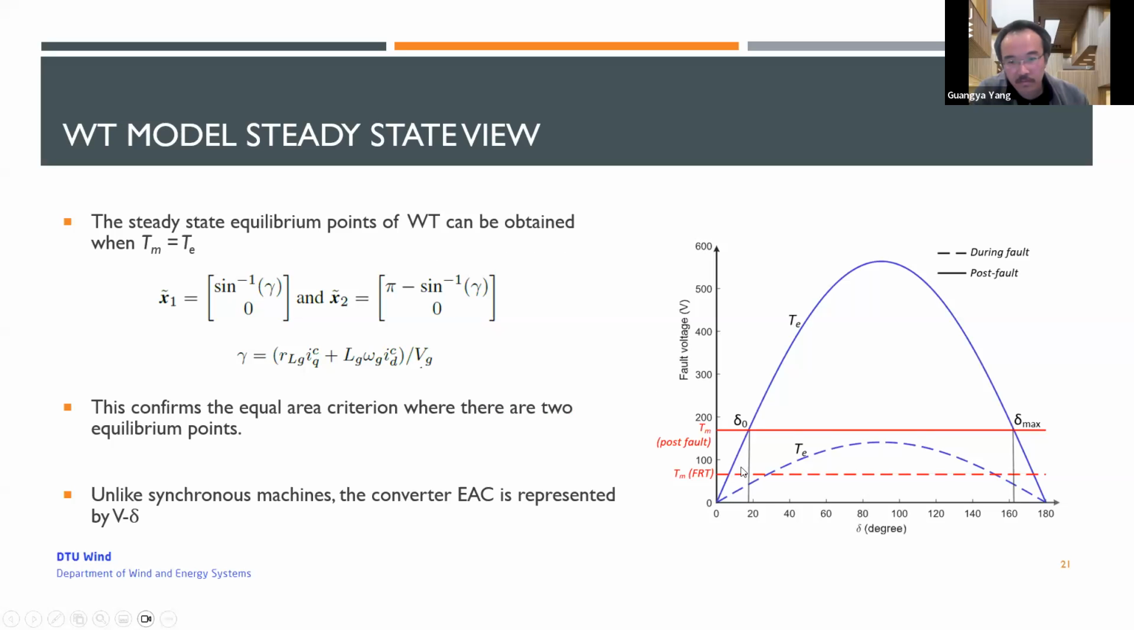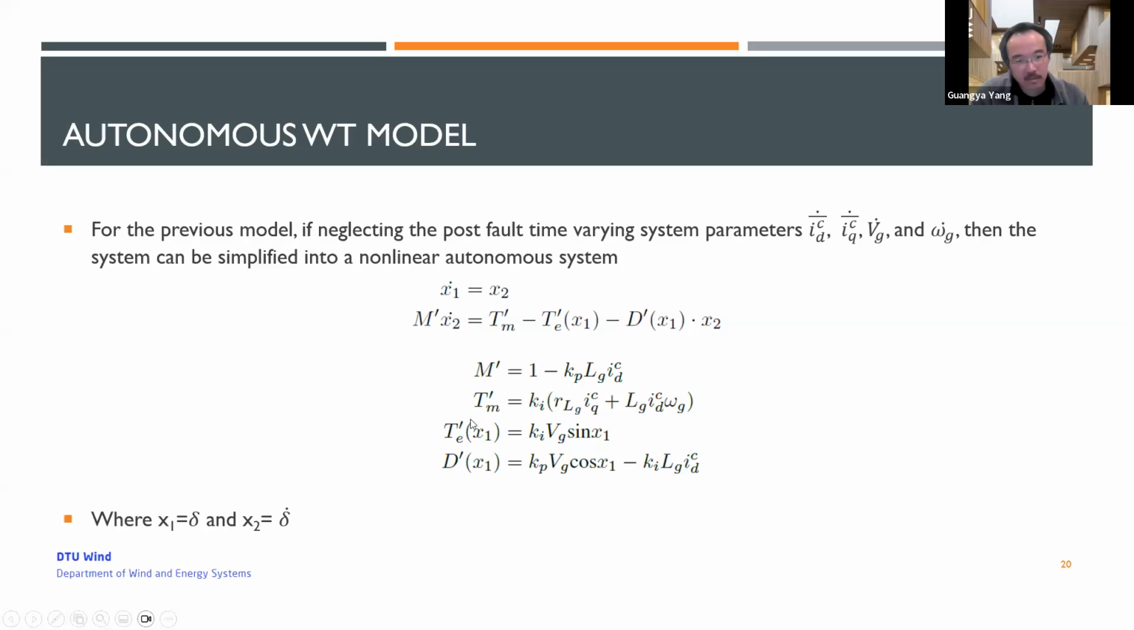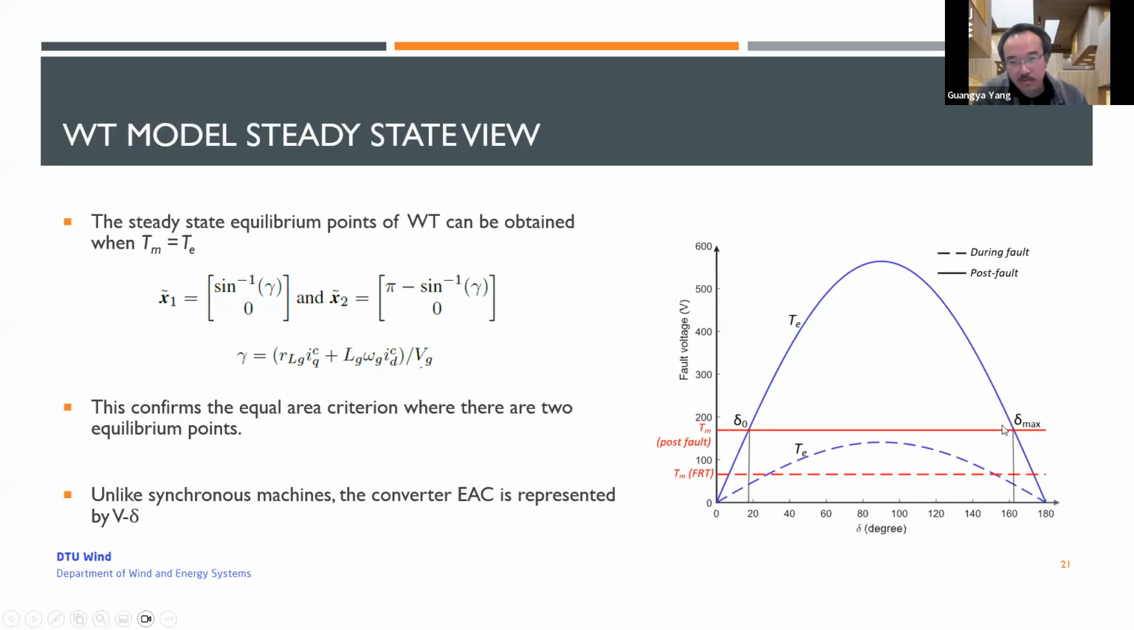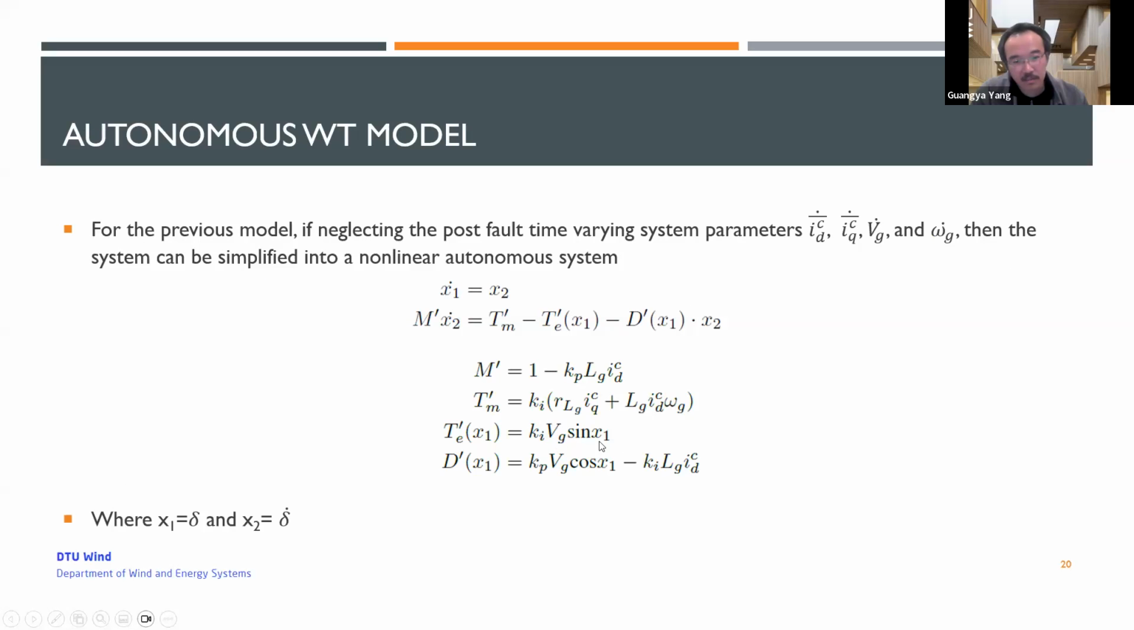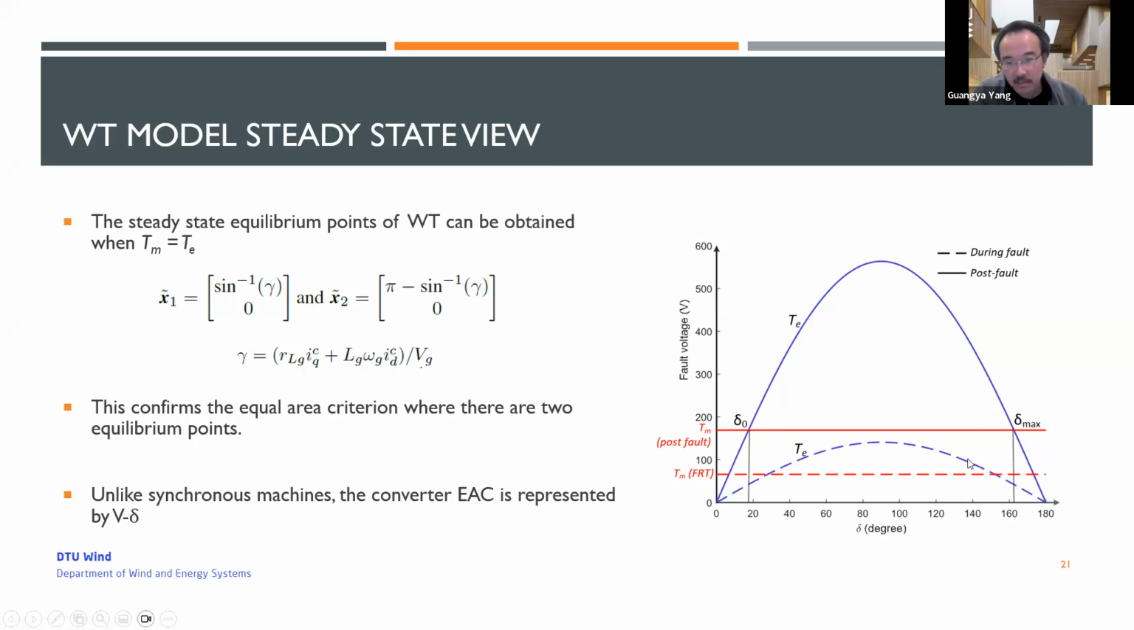Once we put TE equals TM, we can say sine x1 equals this term divided by VG, and then you get 2 equilibrium points. This is a V-delta curve, because TE here is V times sine, so it is different from the synchronous machine, which has the P-delta curve. Now it's the V-delta curve, and in this case we can see there are 2 equilibrium points, theta 0 and theta max. Theta 0 is a stable equilibrium, and theta max is an unstable equilibrium.